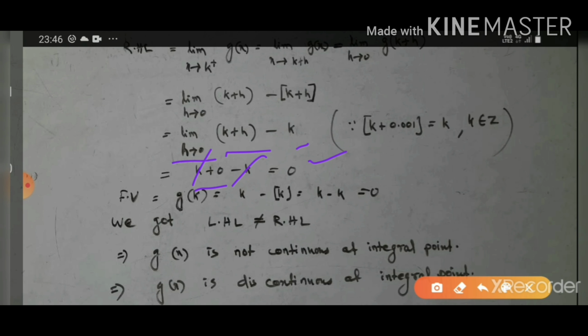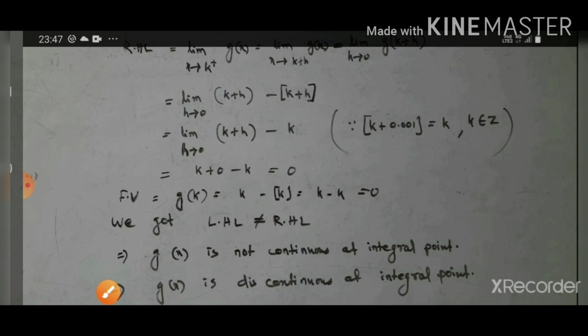Then what is the functional value? The functional value of g(x) is g(k). In place of x you substitute k, so g(k) is k minus [k]. Since k is an integer, the greatest integer is k, so k minus k equals 0. So we got the left hand limit as 1 and the right hand limit as 0. Since the left hand limit is not equal to the right hand limit, g(x) is not continuous at the integral point k, where k is any arbitrary integer.